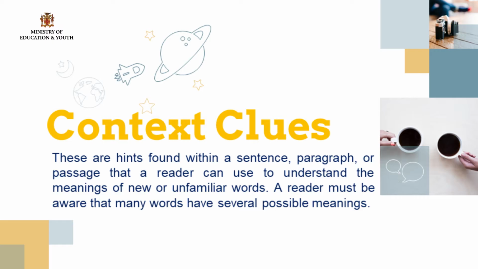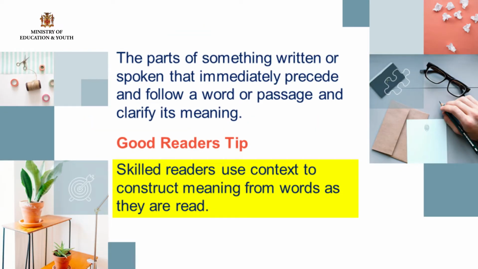To begin, we first need to know what is meant by context clues, or what we mean by context. So, what are context clues? Context clues are hints found within a sentence, paragraph, or passage that a reader can use to understand the meaning of new or unfamiliar words. A reader must be aware that many words have several possible meanings. As it relates to context, these are the parts of something written or spoken that immediately precede and follow a word or passage and clarify its meaning.